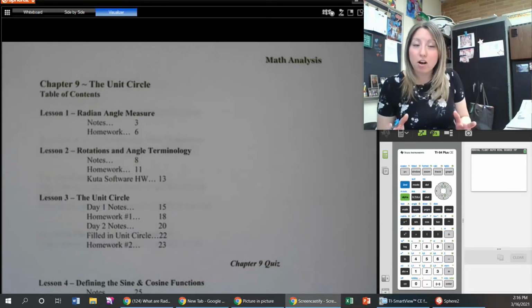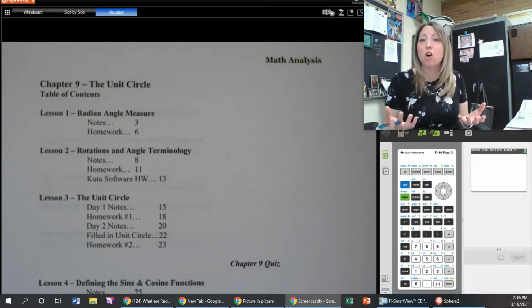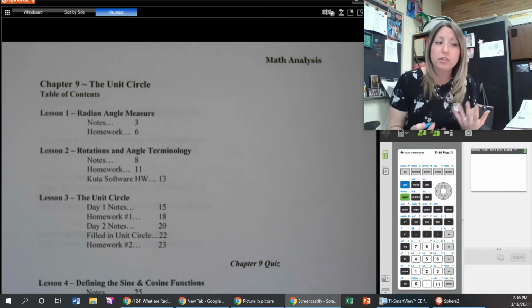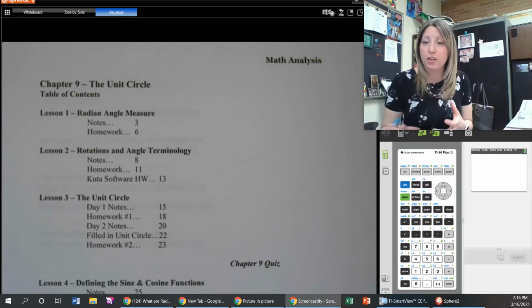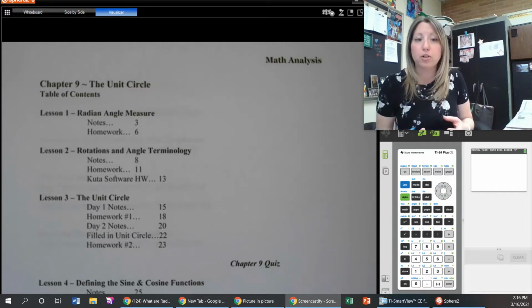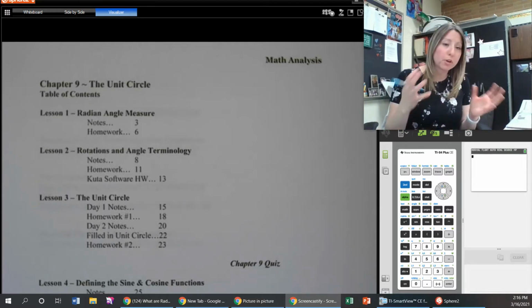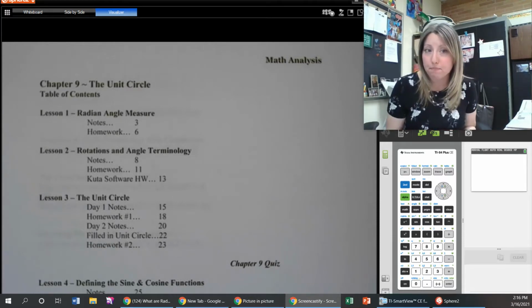So first, let's talk about what we're going to do in Chapter 9. It is called the unit circle. We are going to finally put together all that equation solving work we've been doing at the Algebra 2 level this year, as well as take all of Chapter 8's reminders of trig and right triangle work in geometry. And we're going to put them together into a unit circle on a coordinate plane, okay?